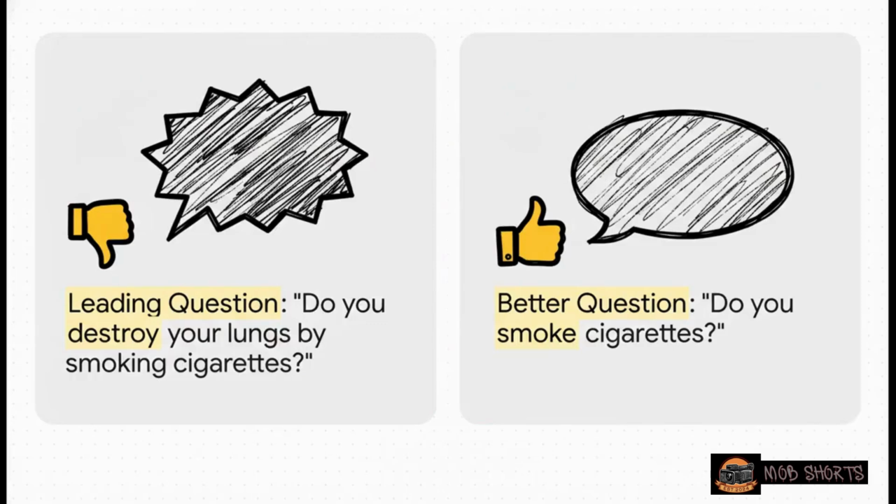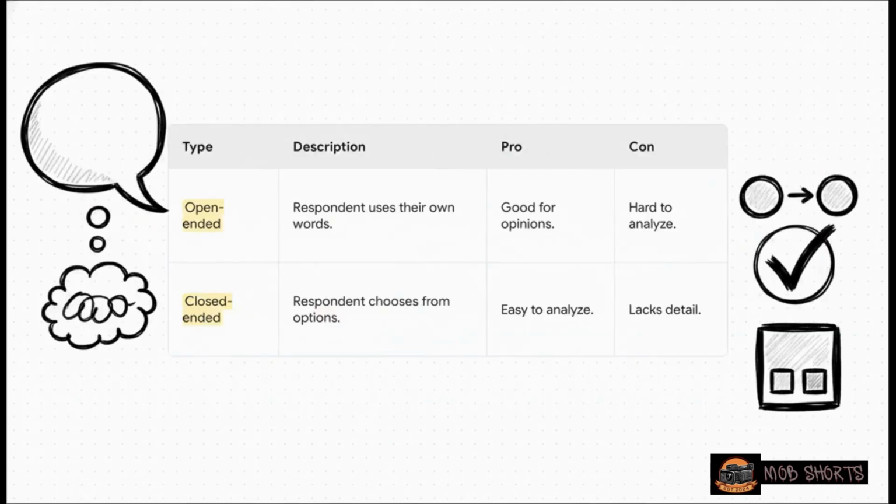And putting them side by side like this makes it so obvious. The questions on the left are totally judgmental. Phrases like "destroy your lungs," or "why do you agree?" are designed to get an emotional reaction. But the questions on the right, they're neutral. They just ask for a fact or an honest opinion, which lets people give a real answer. You also have to choose a question's style.